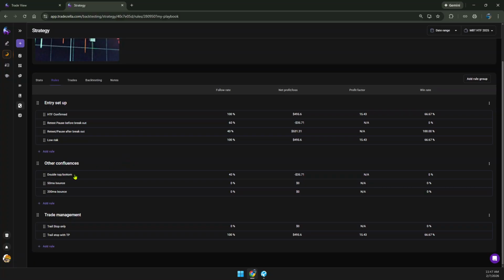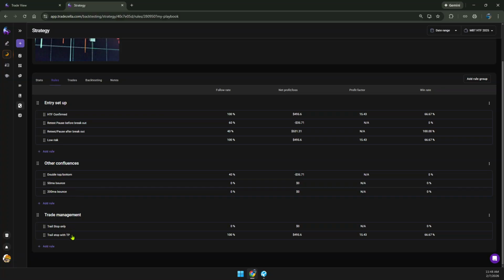My confluences are, did I have a double top or a double bottom? This is based off of the higher time frame, and I'll get to that when I show you my system. This is only based off of the daily chart. Was I bouncing off the 50 or the 200 MA off of the daily chart? I don't use these on my lower time frames, only on the daily chart.